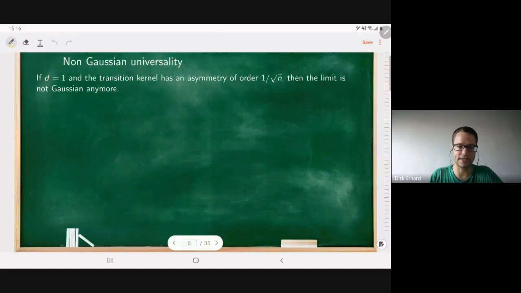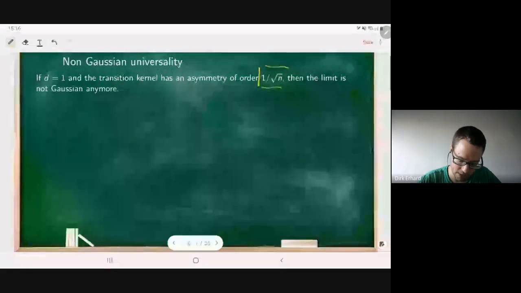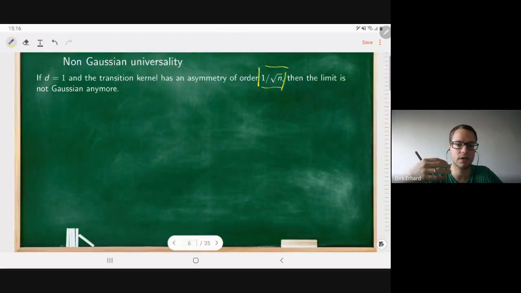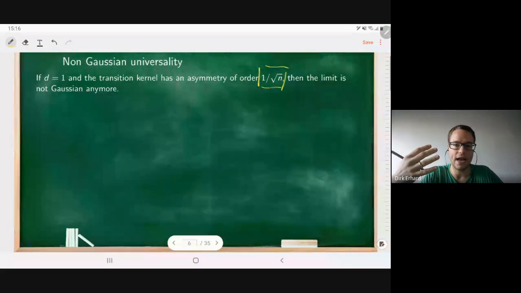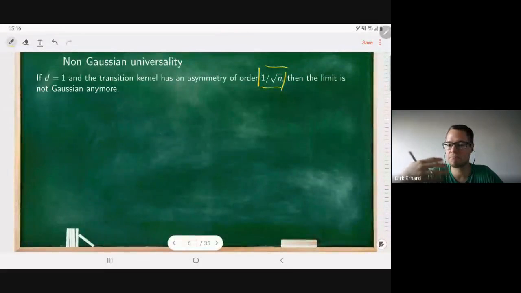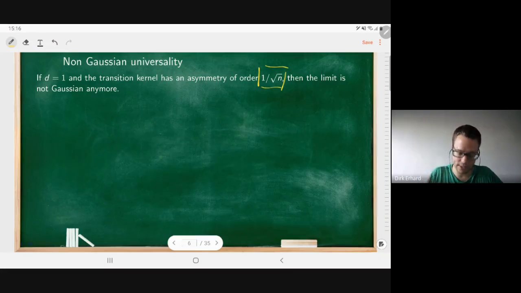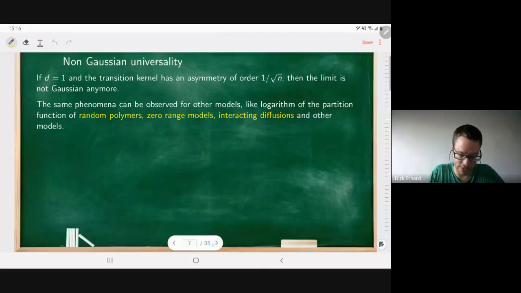However, what happens is actually that everything changes. If you have a slight asymmetry of this order, 1 over square root of n, it turns out that the limit is not Gaussian anymore, but different. And this is not a particular feature of the exclusion process; there are other models where it turns out that the limit is not Gaussian. It doesn't really matter what these models are, but there's a certain class of models where the limit turns out not to be Gaussian anymore. And what we will see in a minute is that this slight asymmetry induces a certain non-linearity that you don't see in Gaussian models.